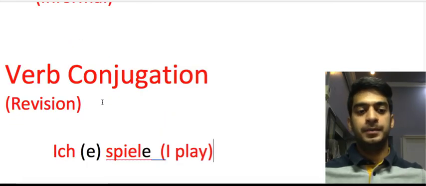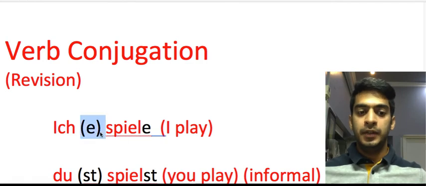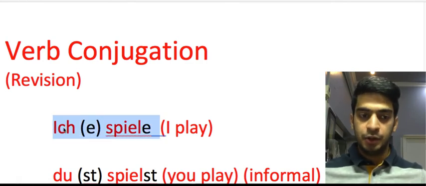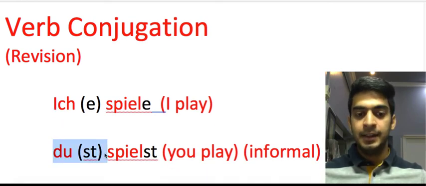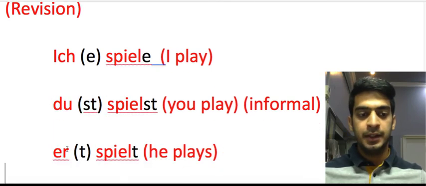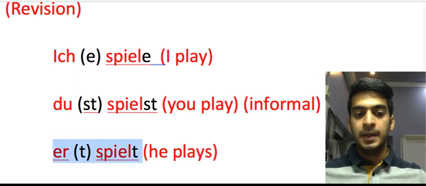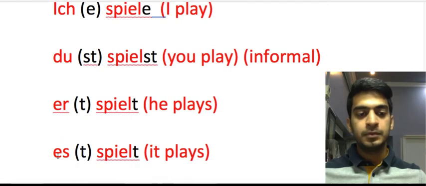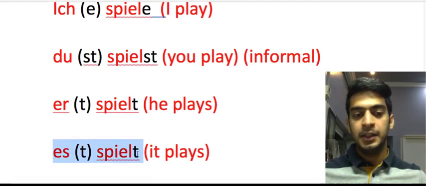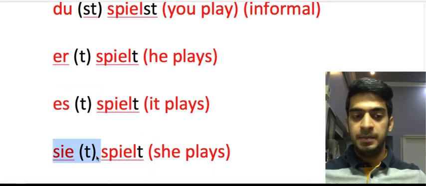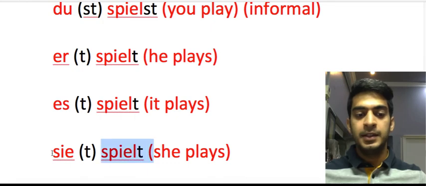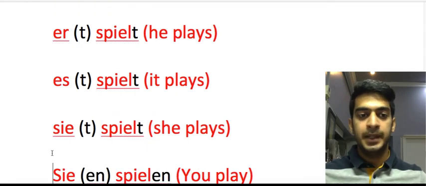Let's have a quick revision. We have the ending e with the pronoun ich, so it becomes ich spiele, I play. Then we have du with ending st, du spielst, you play, always used for informal conversations. Then er, ending t, er spielt, he plays. Es, same ending t, es spielt, it plays. The pronoun sie, same ending t, sie spielt, which means she plays.